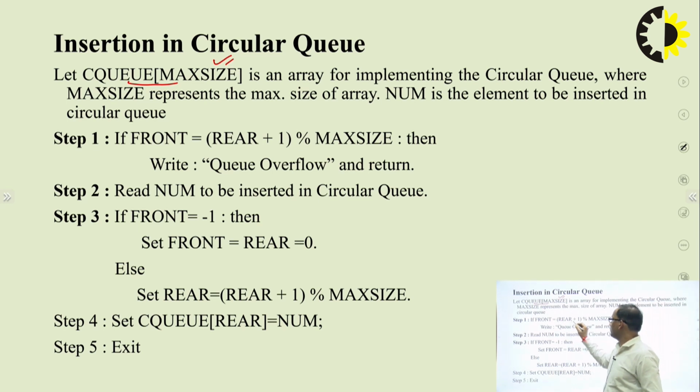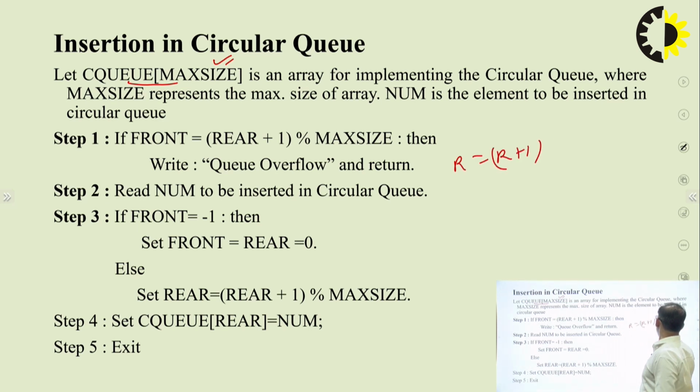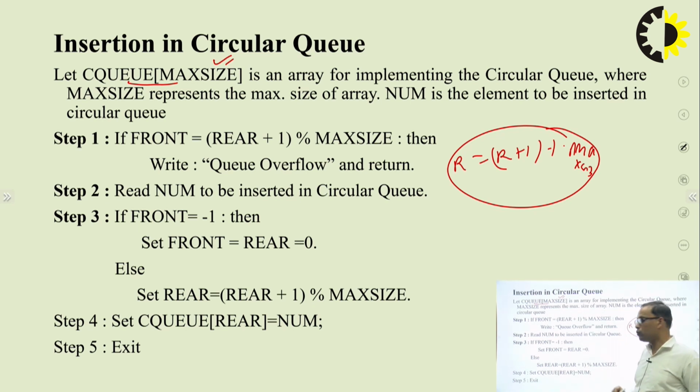Rear is equal to (rear plus 1) modulus max size. This formula is used for the circular increment. In case of a normal queue, we will use rear is equal to rear plus 1. This is the normal increment. But in case of a circular queue, in order to perform the insertion from the beginning after the end, we have to use this formula, and this formula represents the circular increment.